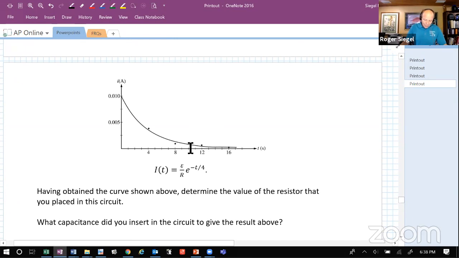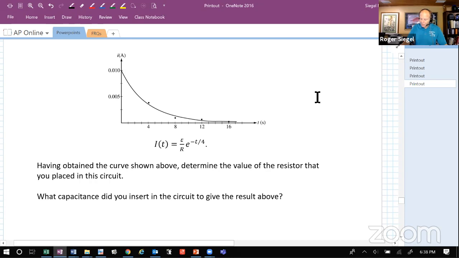Now the next one says, having obtained the curve shown above, determine the value of the resistor that you placed in the circuit. All right, so how do we get the value of the resistor? Let's take a look. I'll give you a minute to think about it. We know the current, and we're also given the EMF of the battery. How are we going to find the resistor?